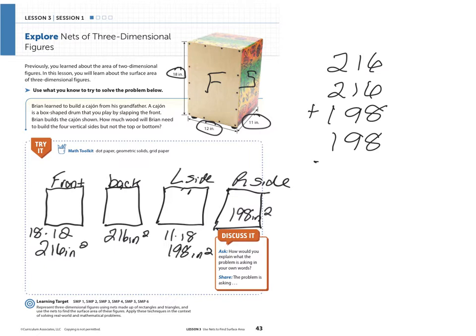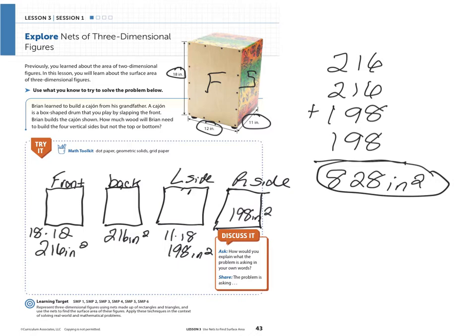Okay, so when you add all these numbers up, you can estimate your answer should be about 800. When you actually add them up, you're going to get 828 inches squared, your surface area. Now you might be questioning, why is it squared and not cubed? Well, we didn't ever multiply 3 dimensions together. We never multiplied more than 2 dimensions together.